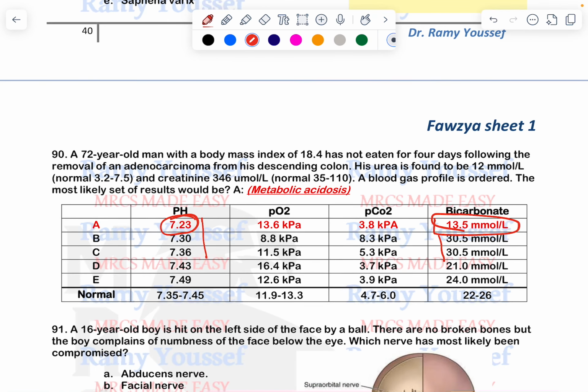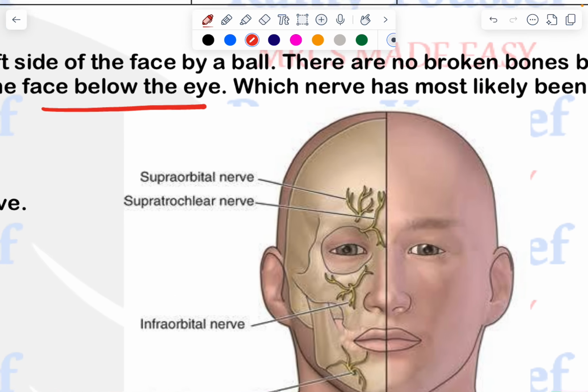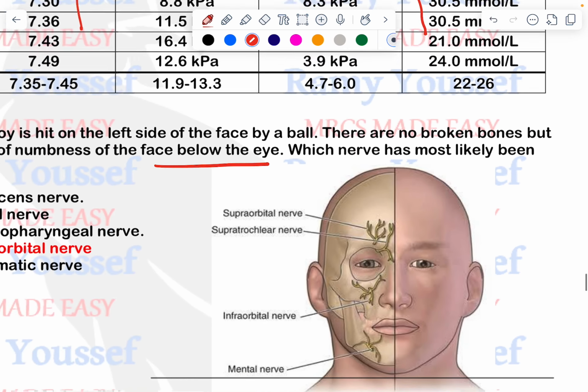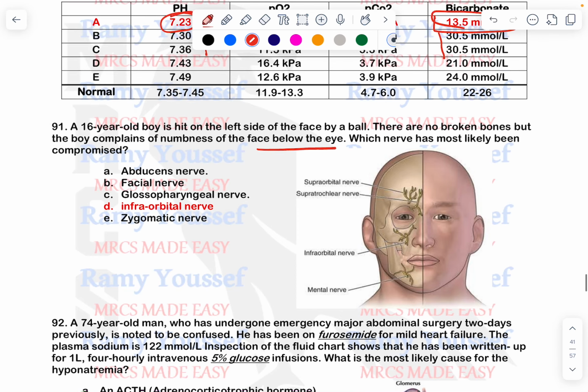A 16-year-old boy is hit on the left side of the face and has broken bones, and the boy complains of numbness of the face below the eye. Infraorbital. What is the answer? Yes, supratrochlear, infraorbital, mental, branches of the trigeminal.